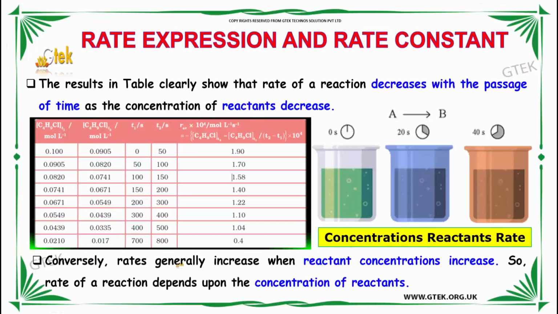Conversely, rates generally increase when reactant concentration increases. So, the rate of the reaction depends upon the concentration of the reactants. From here, you can see that when the concentration increases, the rate of the reaction will start increasing.